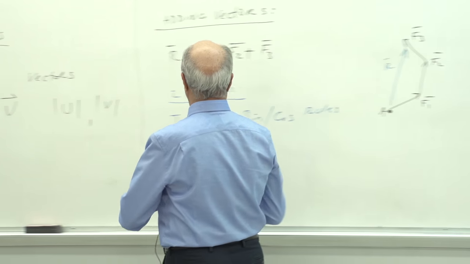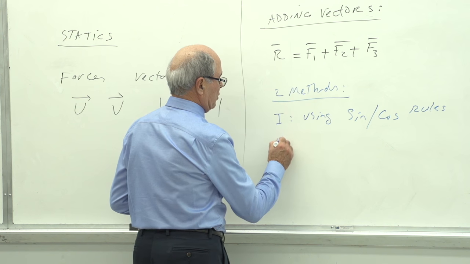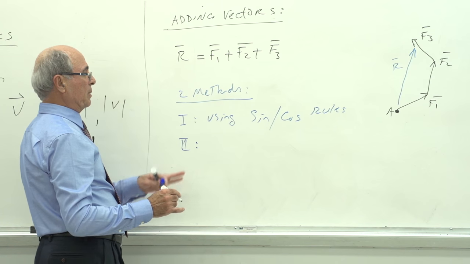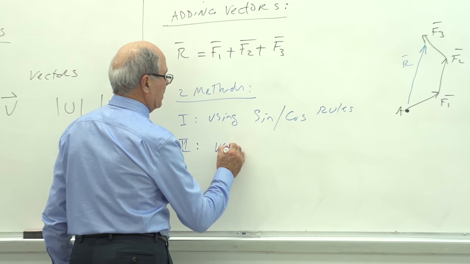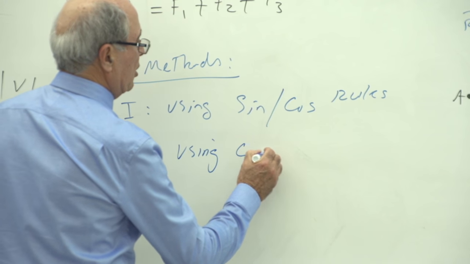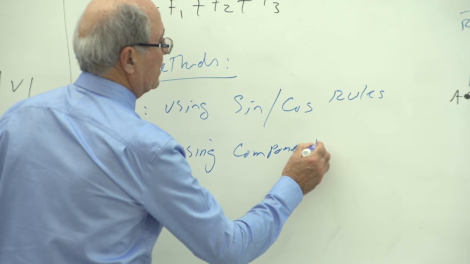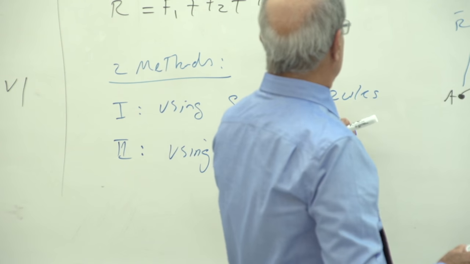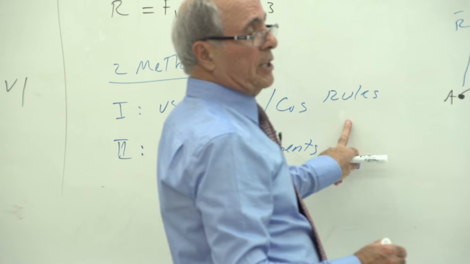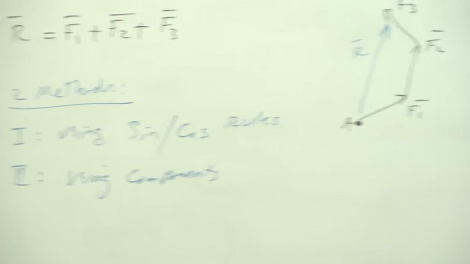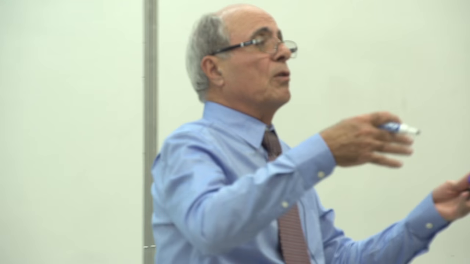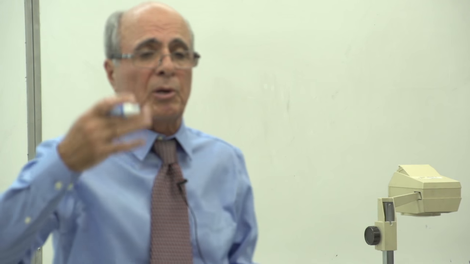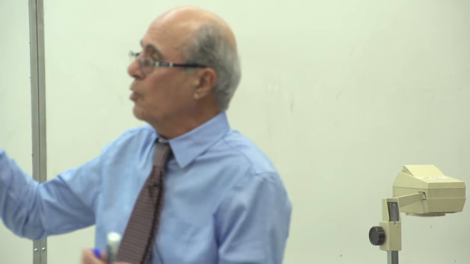However, let me tell you the second method, then I'm going to give you an example. The second method is using components of the force, which you are also familiar with. The first one is only good if you have two forces and you find the result. If you have more than two forces, three or four or five, you have to repeat the process again and again. It doesn't work, you know that.